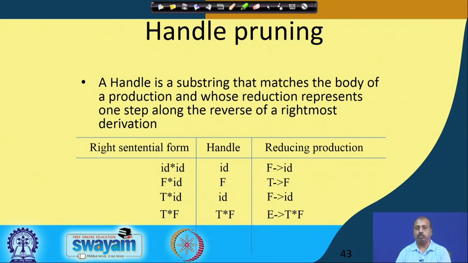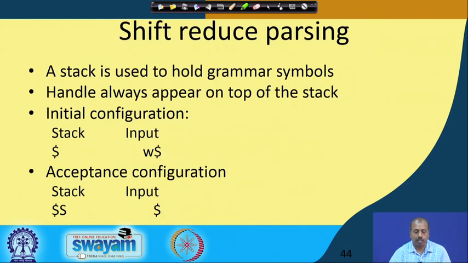Arbitrarily we cannot take. If we can identify proper handles, then we will be able to identify the proper derivation in reverse. So, LR parsers or bottom up parsers will be using this handle pruning strategy. Okay, so this is the general philosophy of a shift reduce parsing policy.